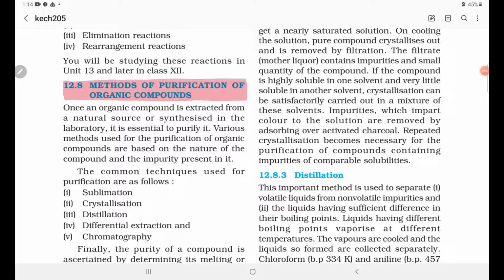Hello students, in this class we will discuss the methods of purification of organic compounds. When an organic compound is extracted from a natural source, or synthesized in the laboratory, it is essential to purify it. There are some common techniques of purification.